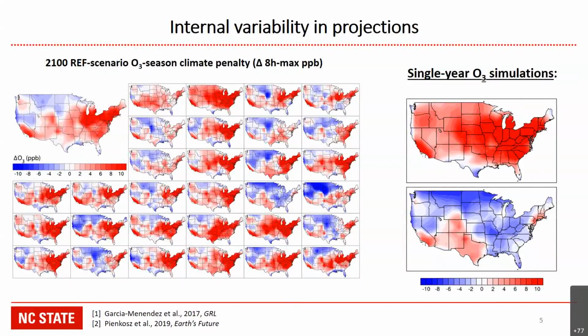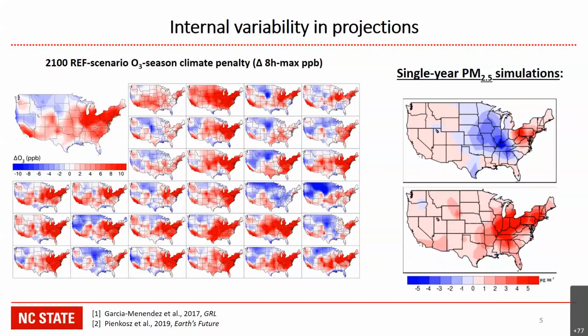So these are just examples of individual annual projections of ozone season climate penalty. You can see a lot of variation between different years. So single years where it would appear that the entire country is experiencing a penalty, other years where it would appear that most of the country is actually experiencing a benefit from climate as far as ozone season ozone concentrations. Very quickly, similar things for PM2.5.